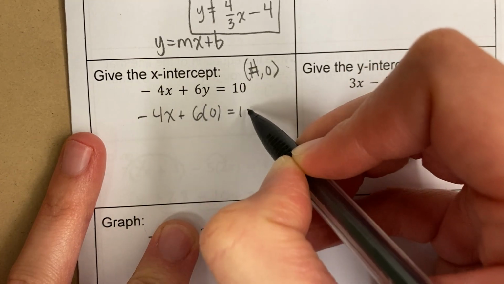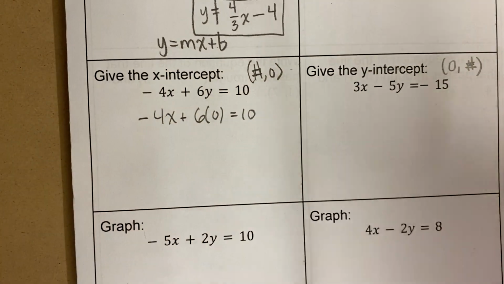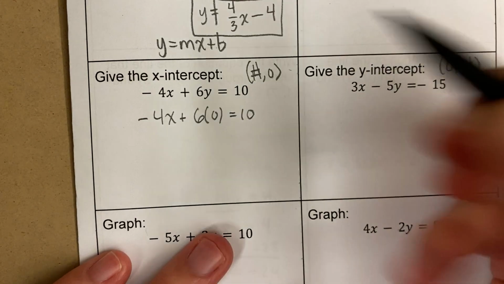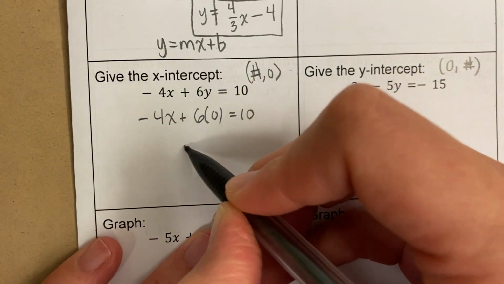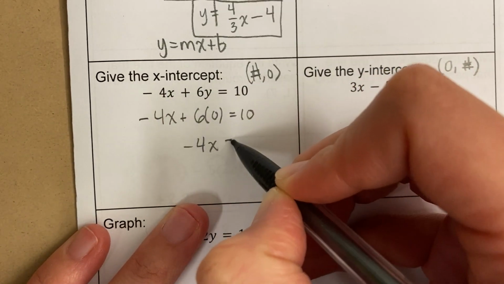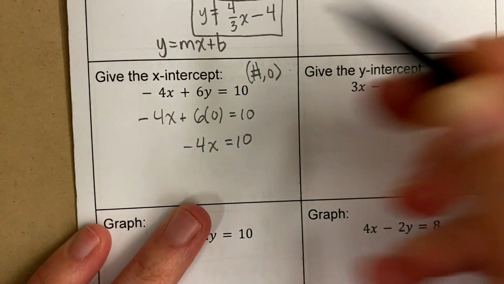This says 6 times y, so I'm writing 6 times 0 instead. 6 times 0 is 0. So that becomes 0, and when I add 0 to something, it just stays the same. So this becomes negative 4x equals 10.